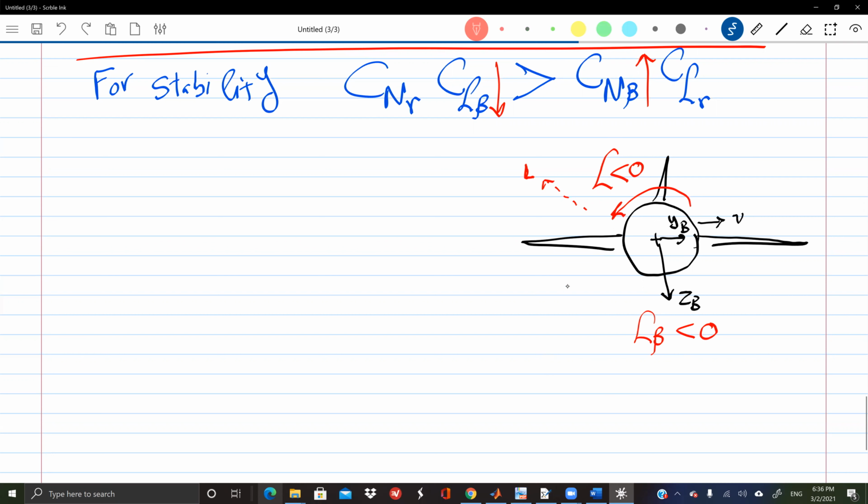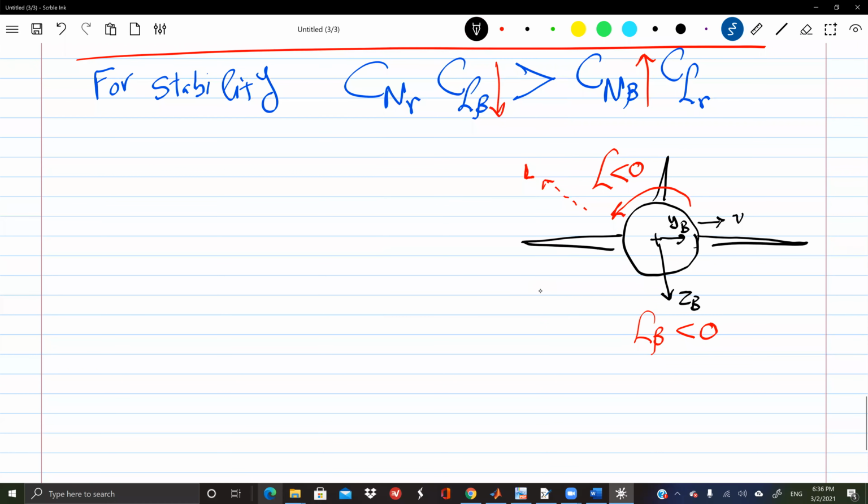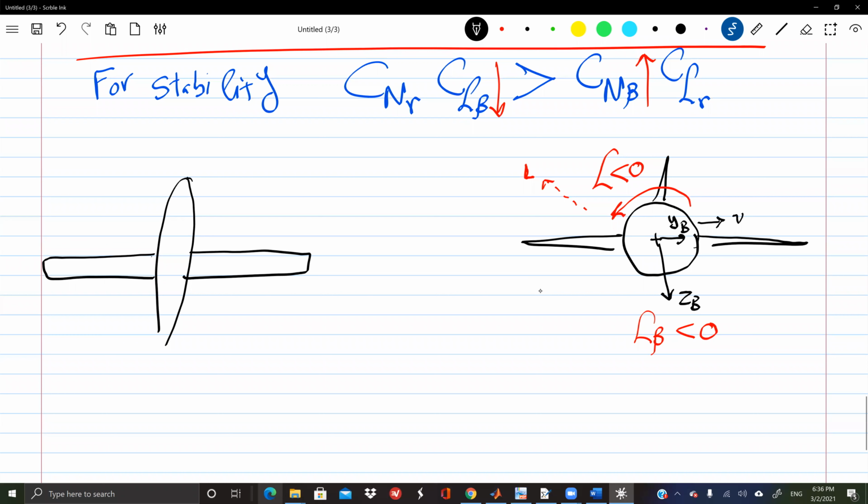But this was not the only requirement. There was another requirement, the other plane. So again, I have the same thing. My airplane is skidding. So this is my total velocity vector. So indeed, this is my little v. All right, this is your x and this is your y.